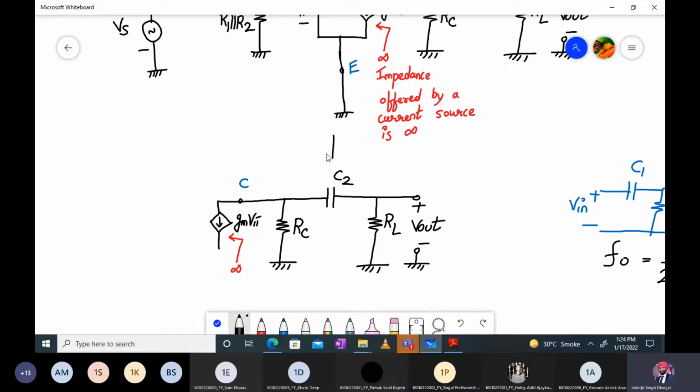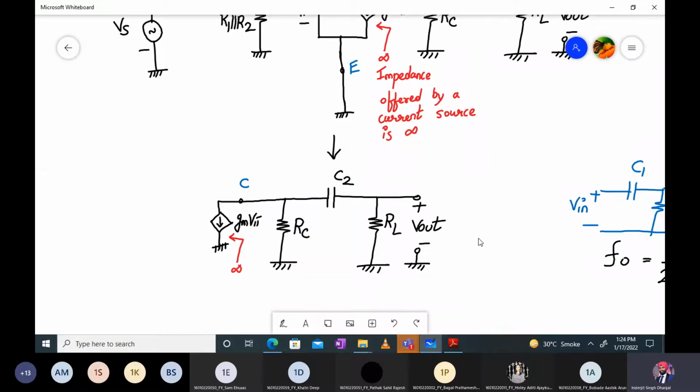Okay, so this is represented, gm into v pi is represented by an open circuit. So actually this won't matter, this is not part of the circuit right now. Right now we have this much circuit only, right? So how will the system look like now?